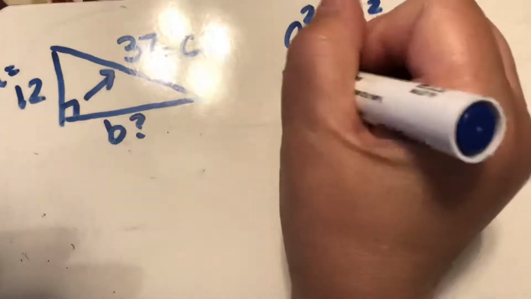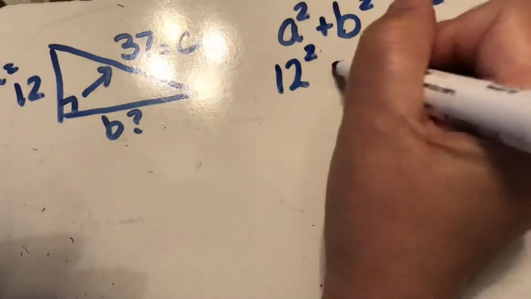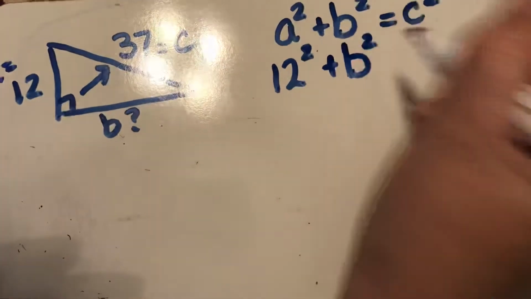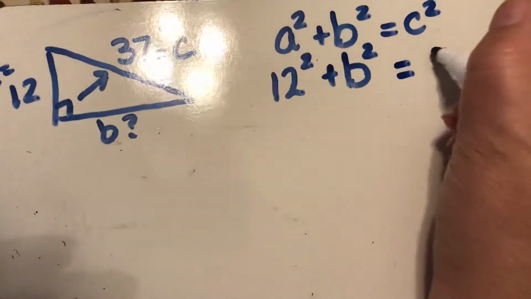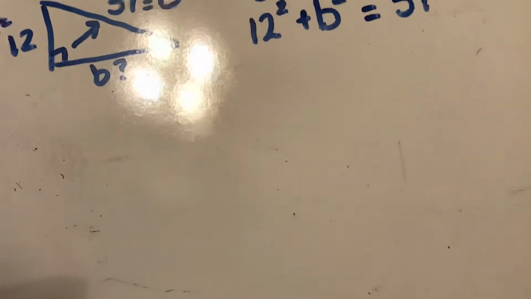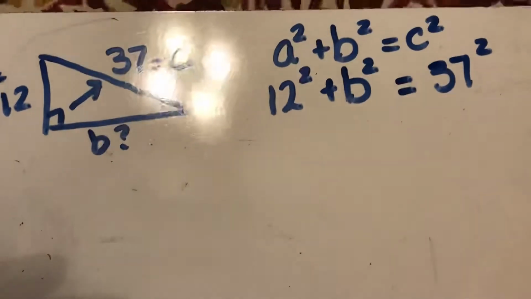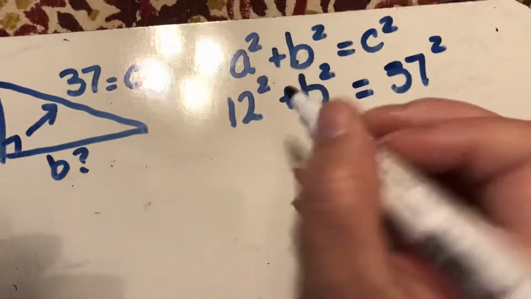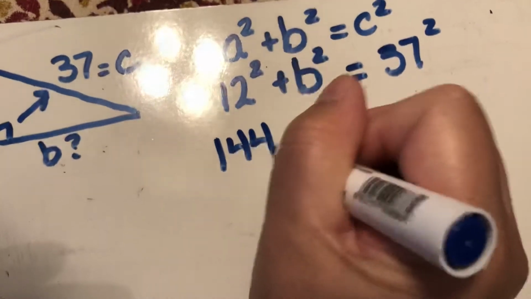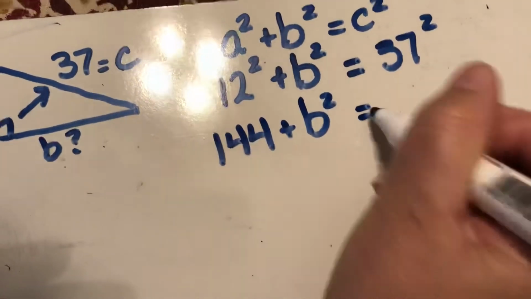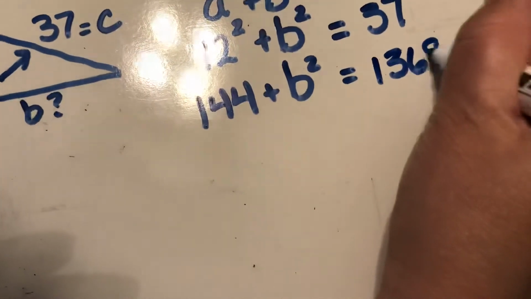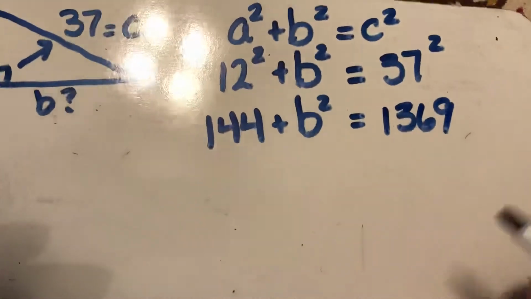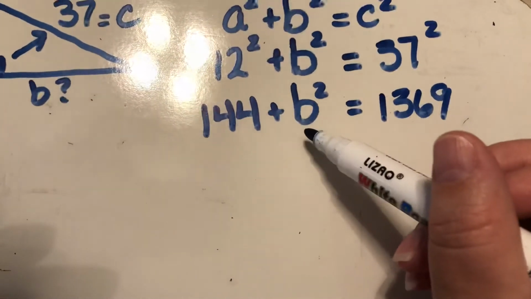So I know a, I'm going to plug in 12 to the second power. I don't know what b is, so that's going to stay as b squared. And c is 37, so I'm going to put in 37 squared. Okay, so now I'm going to just solve it. 12 squared is 144 plus b squared equals 37 squared, which is 1,369.